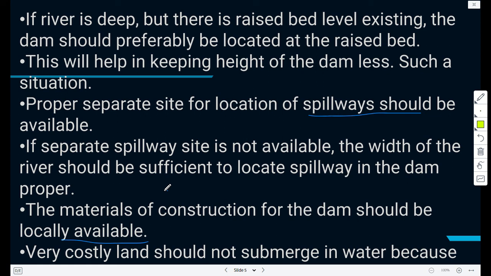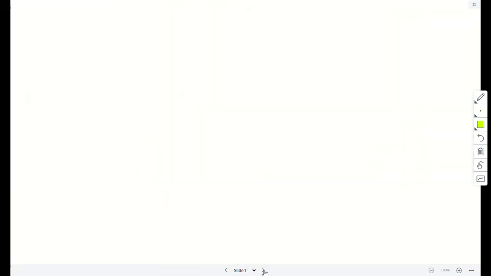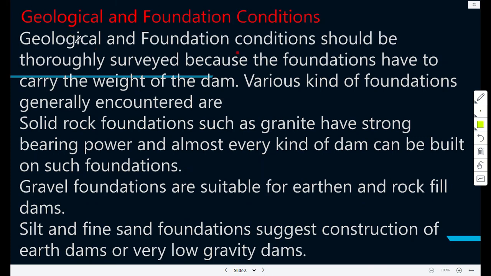So these factors are intertwined. Again, a hilly or mountainous area, most likely they are rocks. We don't know whether they are permeable or not, but you can see all these factors are intertwined. So we continue to elucidate down here that geological and foundation conditions, which we have talked about in topography as well, are different and separate factors. So this should be thoroughly surveyed because the foundations have to carry the weight of the dam. That's the first thing. Various kinds of foundation generally are encountered, such as solid rock foundation.